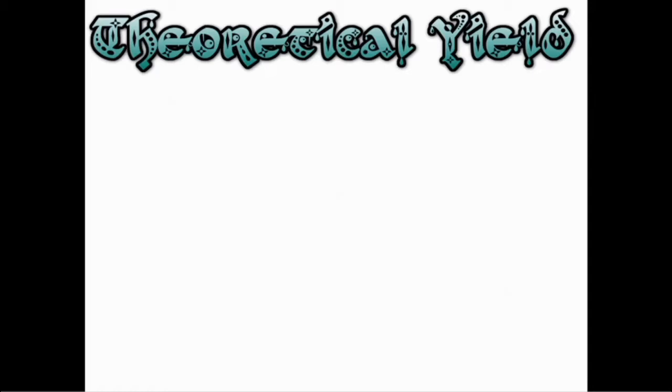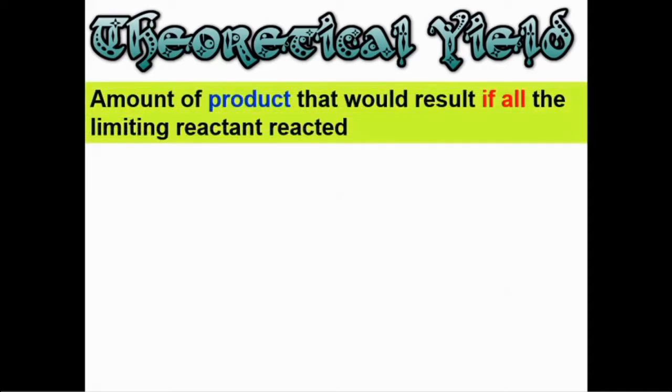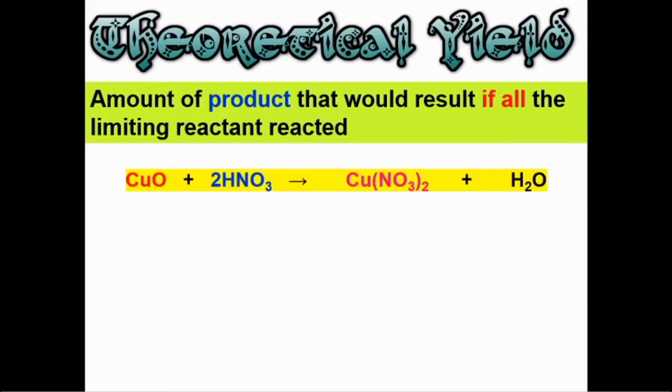The first is theoretical yield. What is theoretical yield? In BM we call it hasil teori. Theoretical yield is defined as the amount of product that would result if all the limiting reactant reacted. For example, let's use this equation once again.